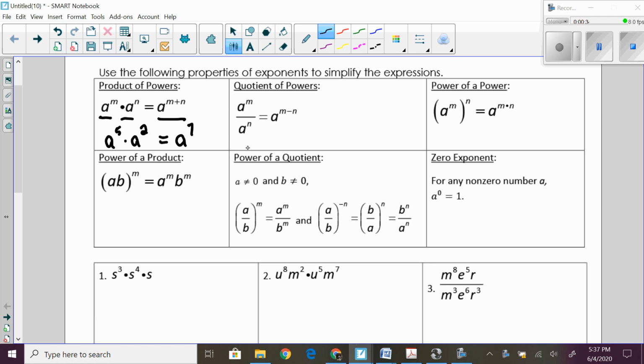When we're dividing, we subtract. So if we had a to the 5th divided by a to the 2nd, we would subtract. 5 is bigger than 2, so 5 minus 2 gives us a to the 3rd in the numerator.